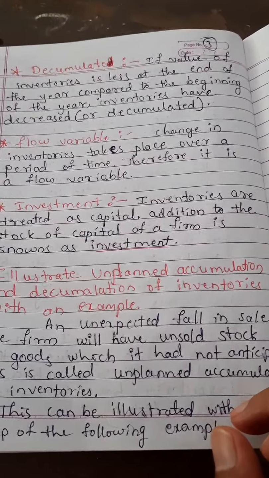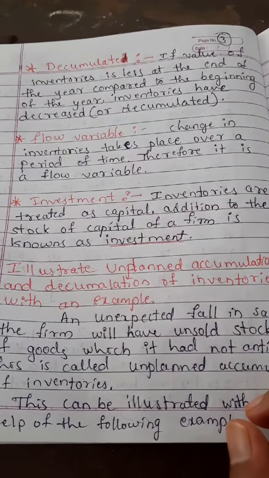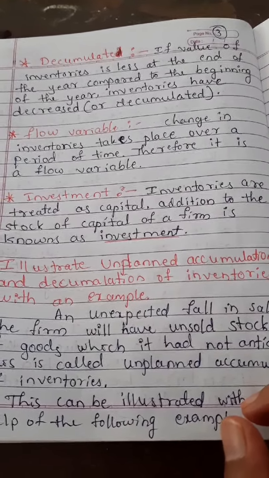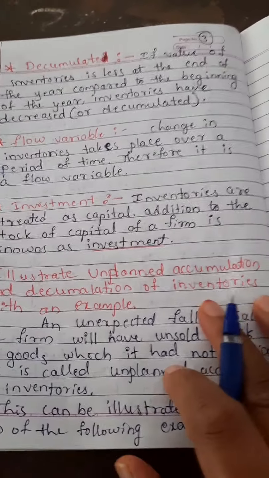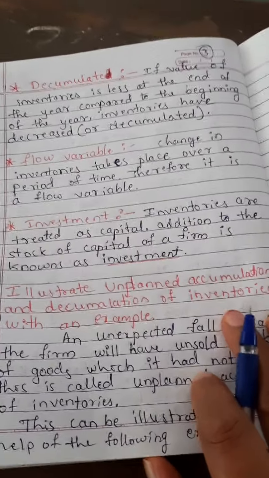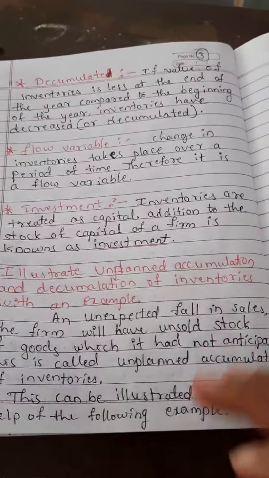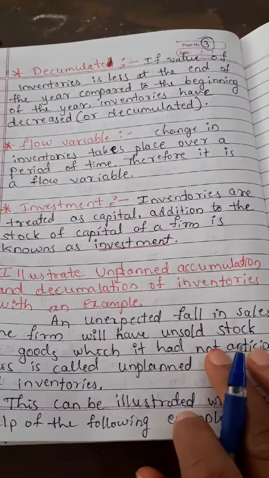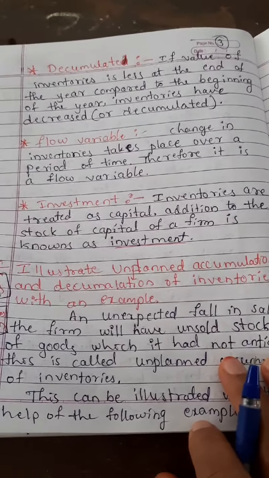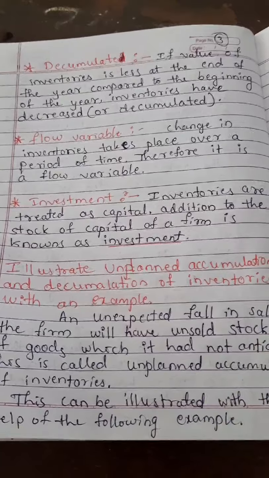And next, flow variables. What is a flow variable? A change in inventories takes place. If sales are high, inventories are less. If sales are less, inventories are higher. A change in inventories takes place over a period of time. Therefore, it is a flow variable.